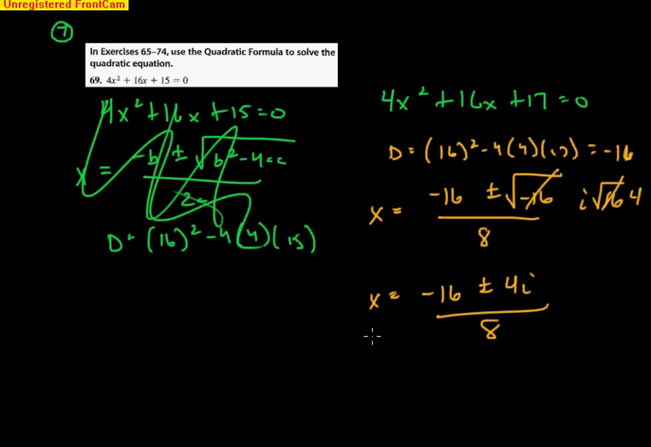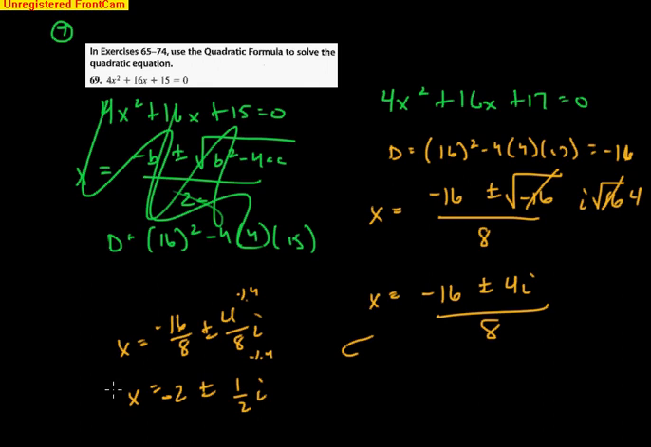And now we break it apart. x equals negative 16 over 8 plus or minus 4 over 8i. And we can simplify. Negative 16 divided by 8 is negative 2, plus or minus 4 and 8 have a common factor of 4. Divide by 4, 1/2 i. And there's your imaginary solutions. Negative 2 plus or minus 1/2 i. Again, sorry about the mess up.